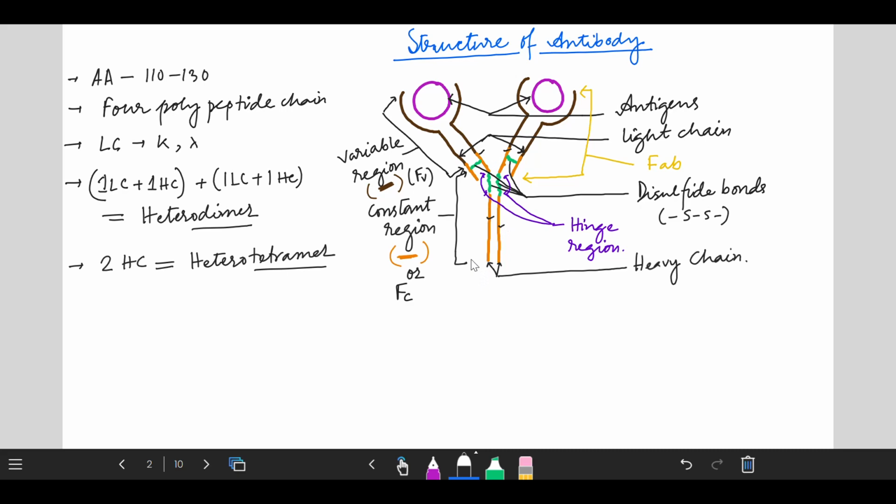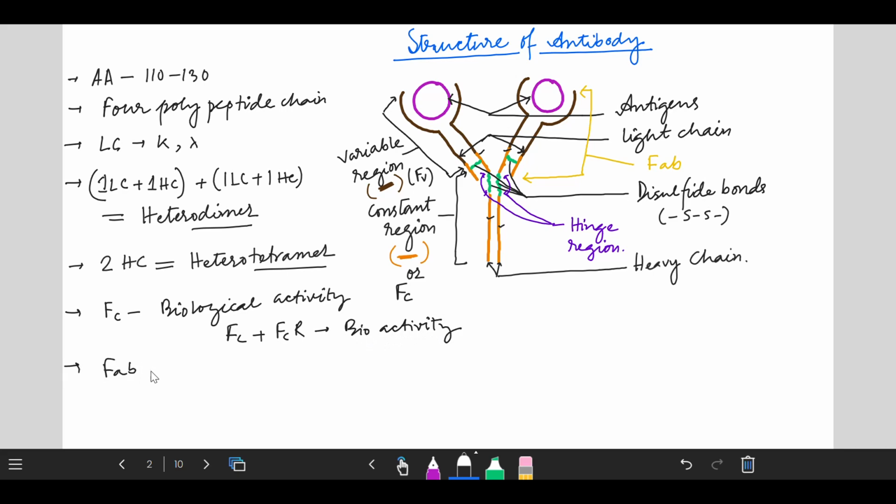Now we need to be clear about the function of these fragments. That is important. Fc, or constant fragment, the constant region, is actually responsible for its biological activity. Now we need to be clear about how they show the biological activity. Actually, they bind with the FcR receptor, also known as constant fragment receptor. Thus, after binding, this shows biological activity or bioactivity.